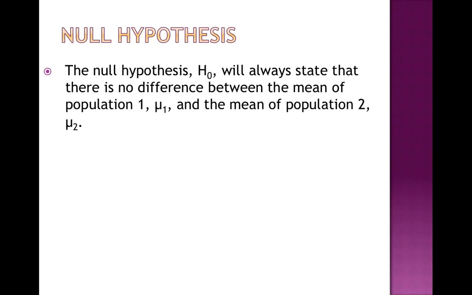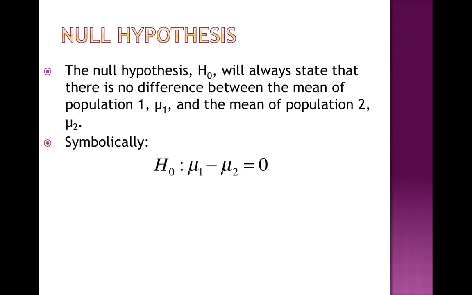Okay, the null hypothesis, H sub 0, will always state that there is no difference between the mean of population 1 and the mean of population 2. If there's no difference between the two populations, then when you subtract them, or look at their difference, the difference is 0. So symbolically, for H0, we're going to write mu sub 1 minus mu sub 2 equals 0. The difference between the two population means is 0. It's basically implying that there's no difference between the two population means.